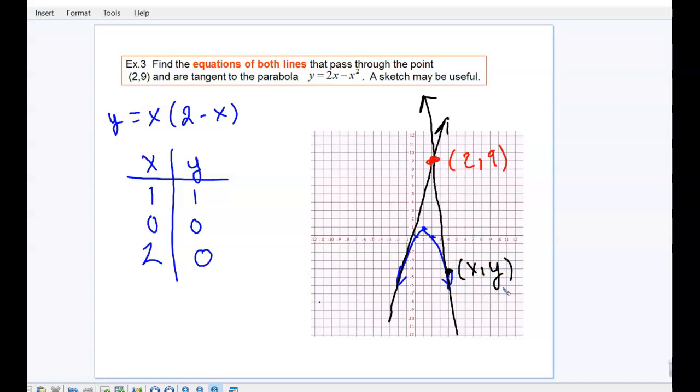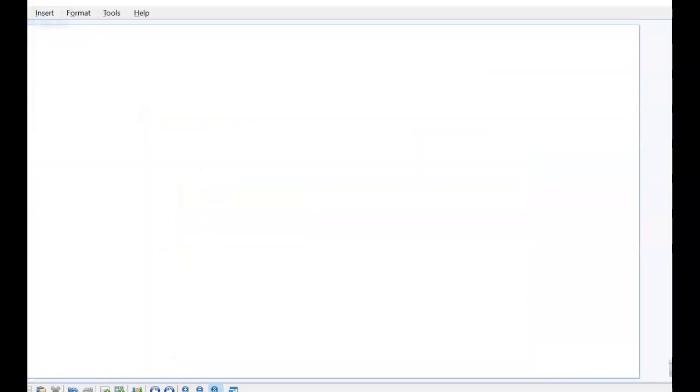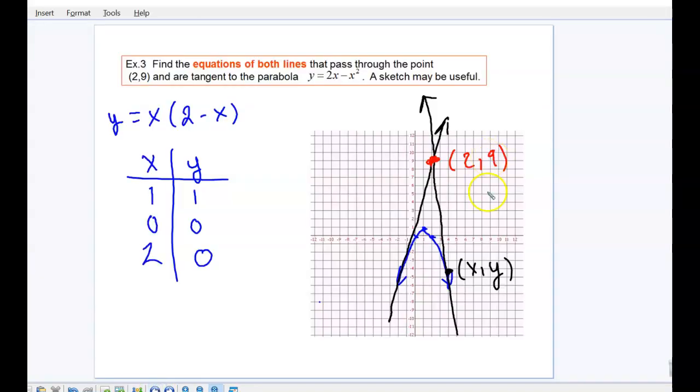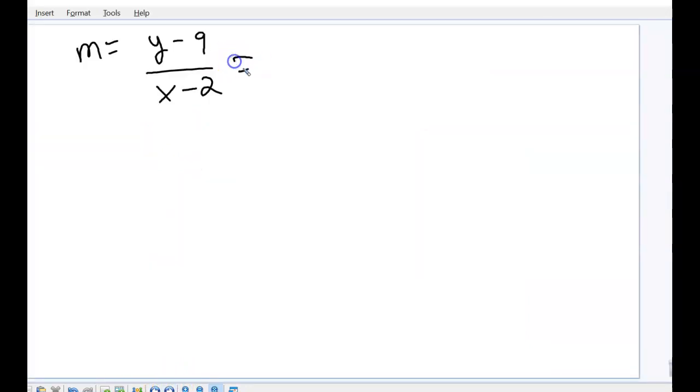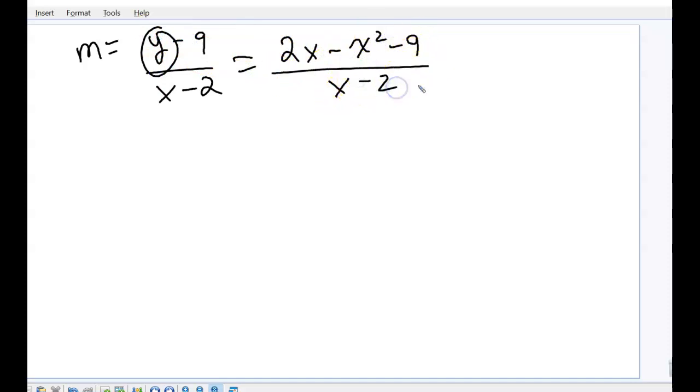And now I'm going to try and find the slope of this tangent line first. So to find the slope, if you notice, I have 2 points on my tangent line: the point of tangency and the point (2, 9). So one way I could write the slope is: the slope is going to equal y minus 9 over x minus 2. So I'm just finding the slope between these 2 points. And my function y is really 2x minus x squared. So in place of y, 2x minus x squared minus 9 over x minus 2. And that is one representation of the slope of the tangent line.